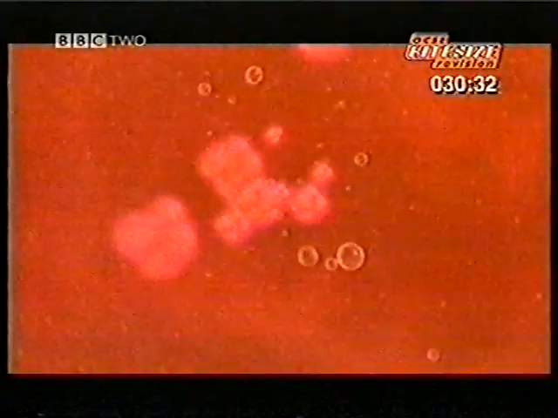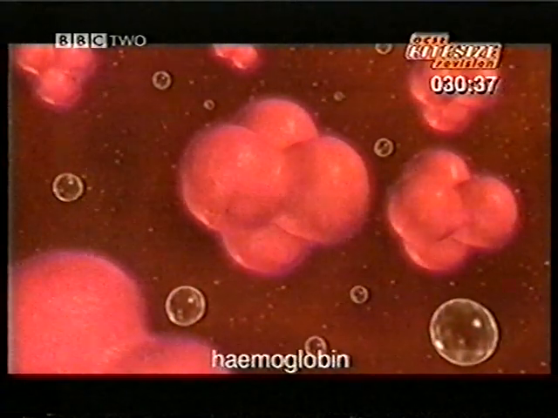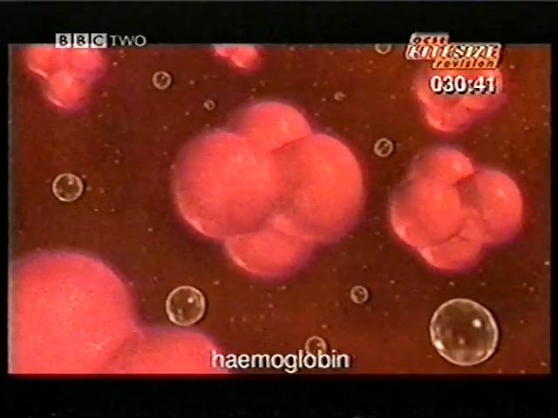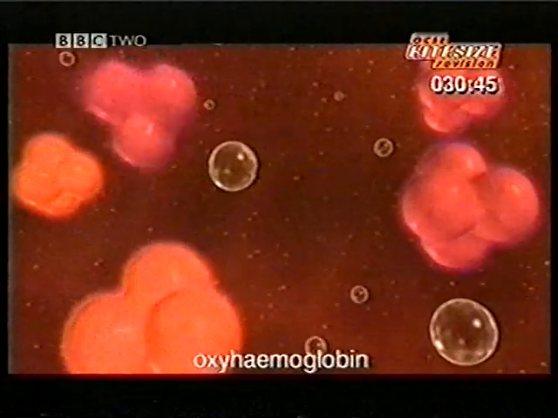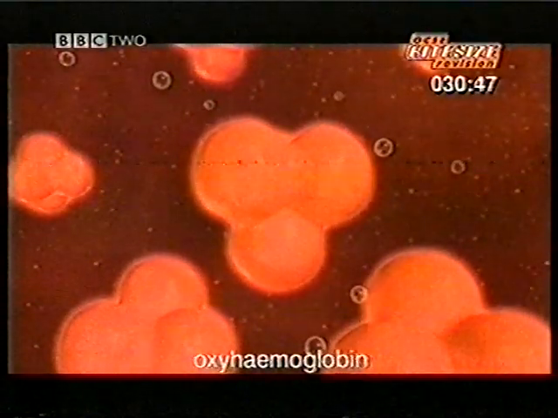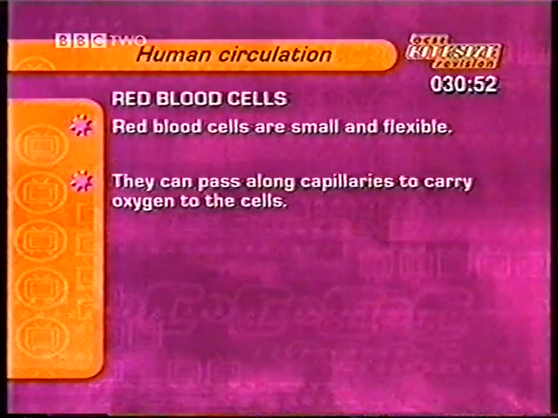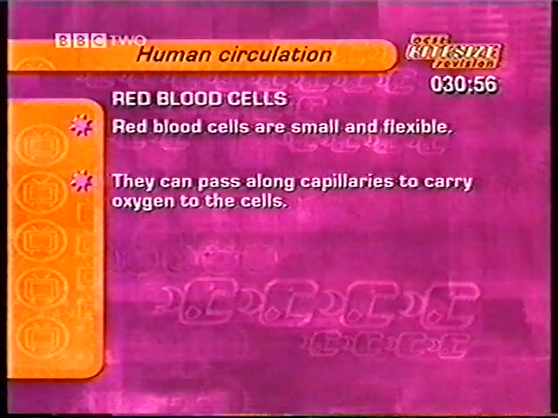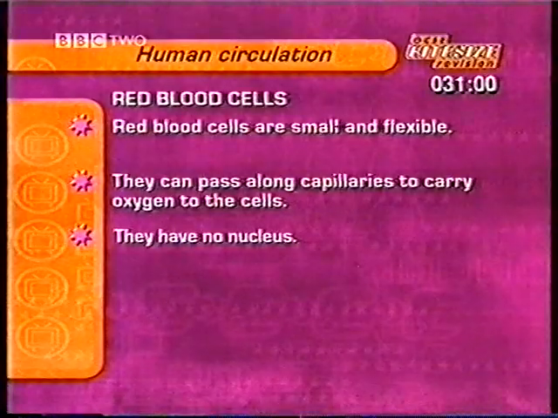Red blood cells carry oxygen to all the body's cells for respiration. They have a red pigment called hemoglobin, which combines easily with oxygen. This makes oxyhemoglobin, which gives up oxygen easily wherever it's needed. Red blood cells are small and flexible, so they can pass along capillaries to carry oxygen to the cells. Unlike most other cells, they have no nucleus.